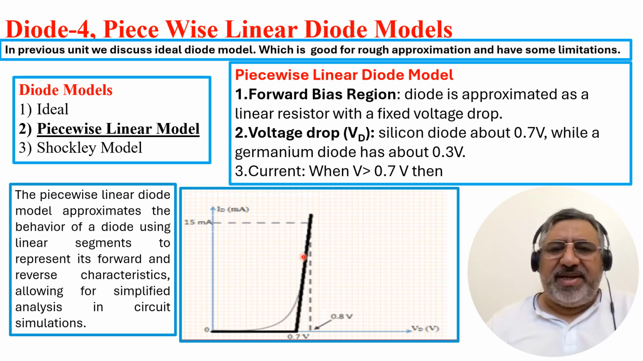In the forward bias condition, the diode is approximated as a linear resistor because the voltage-current relation is a straight line. So we consider it as a linear resistor with a fixed voltage drop. The voltage drop for a standard silicon diode is approximately 0.7 V, while a germanium diode has 0.3 V. The diode can be modeled as an RF in series with a voltage source, the forward voltage drop. We will see this in the next slide.